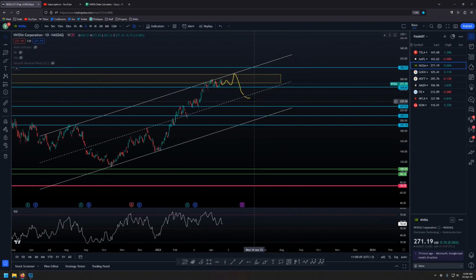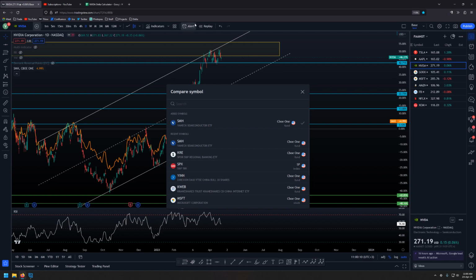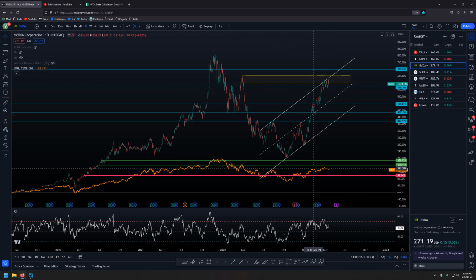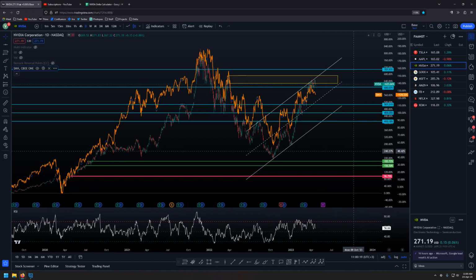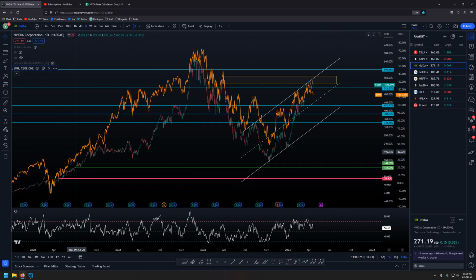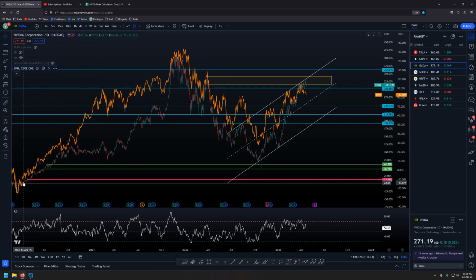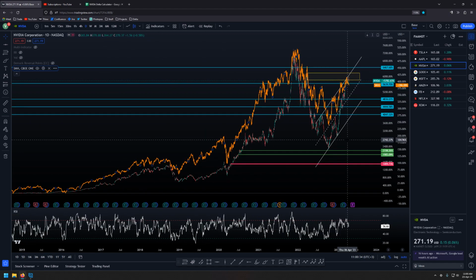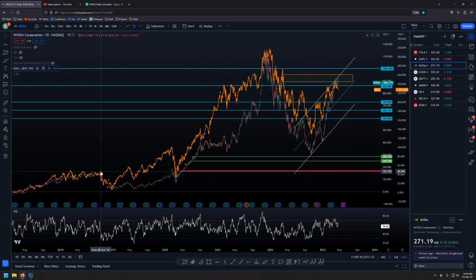NVIDIA is a very interesting case right now because it deviated from the semis. So this is, let me pin it, this is NVIDIA versus SMH. And you can see that it follows it pretty well. Not identical, but it's pretty close. And you see here with SMH, it deviated, NVIDIA eventually caught up to it.